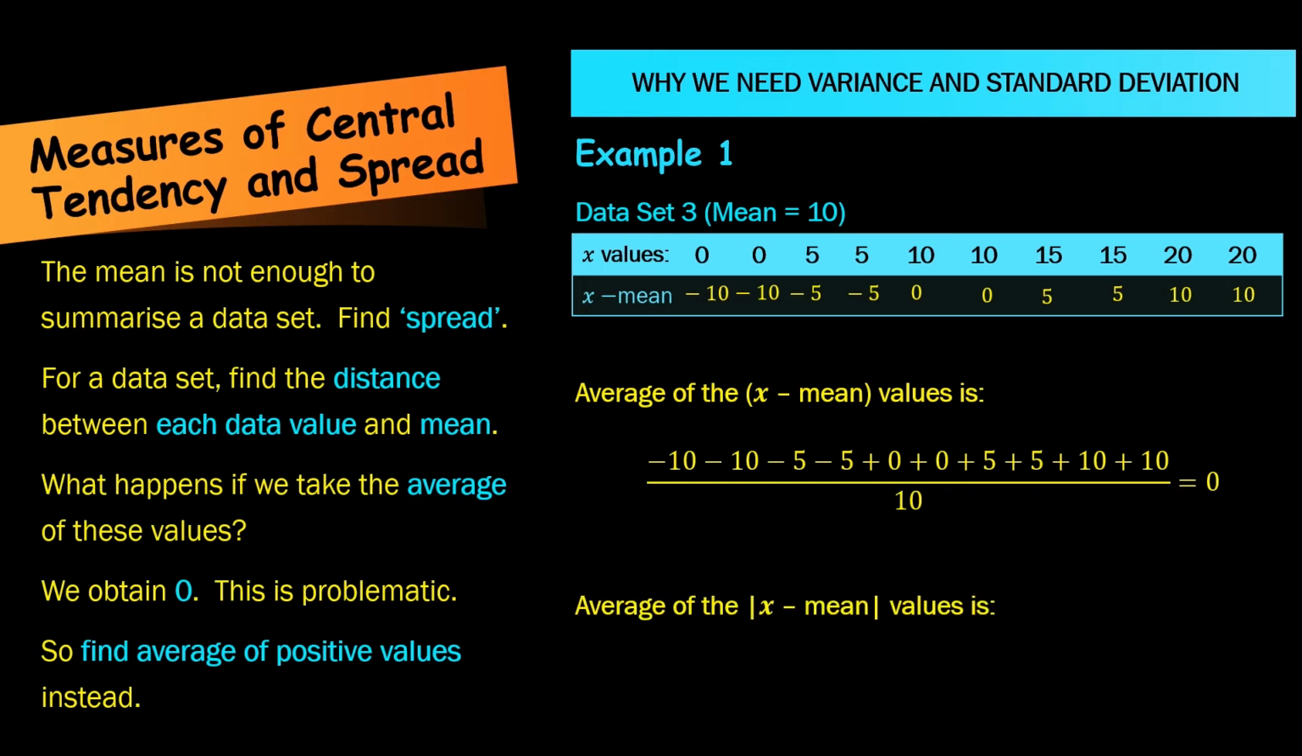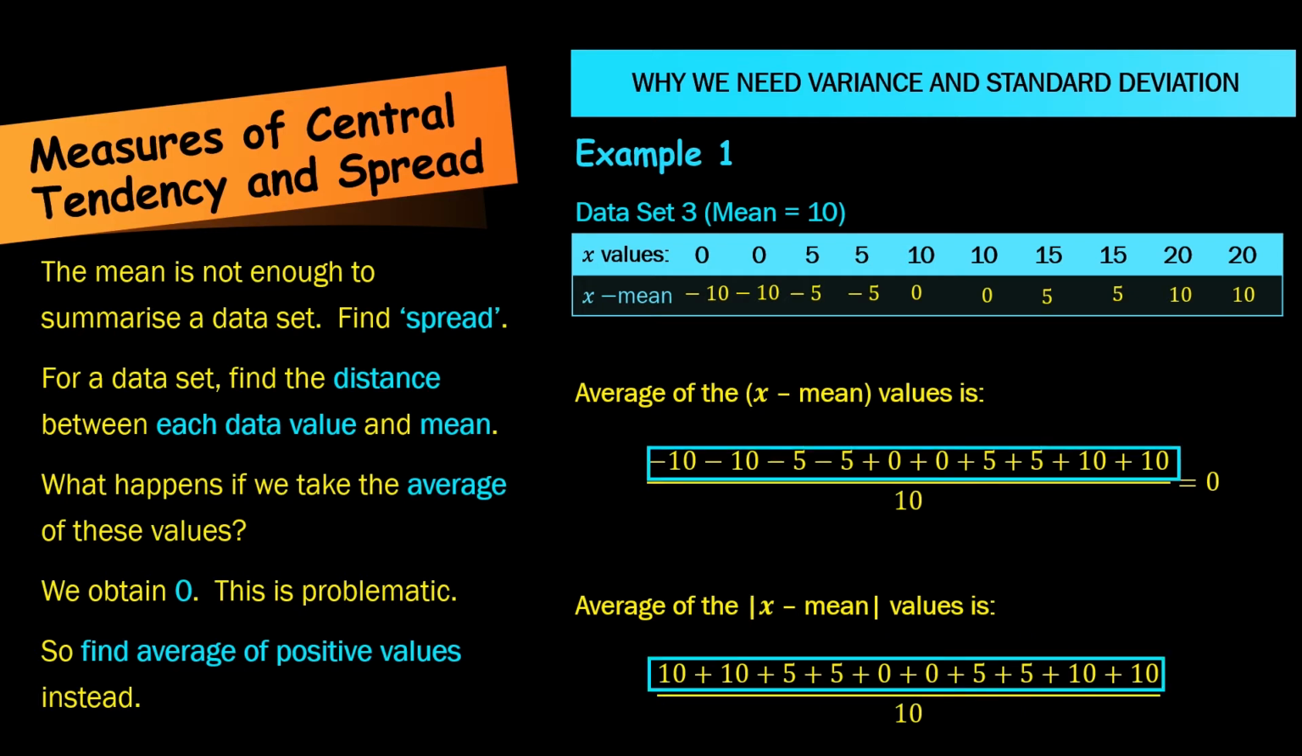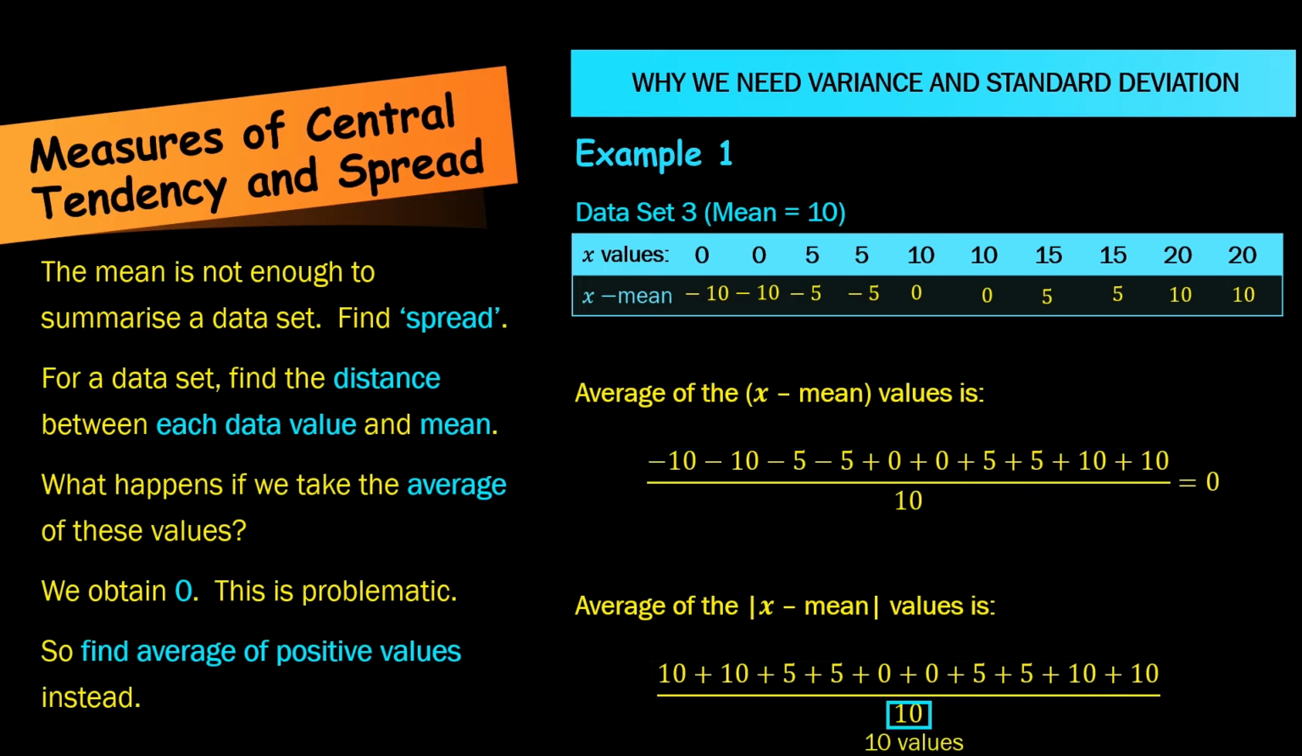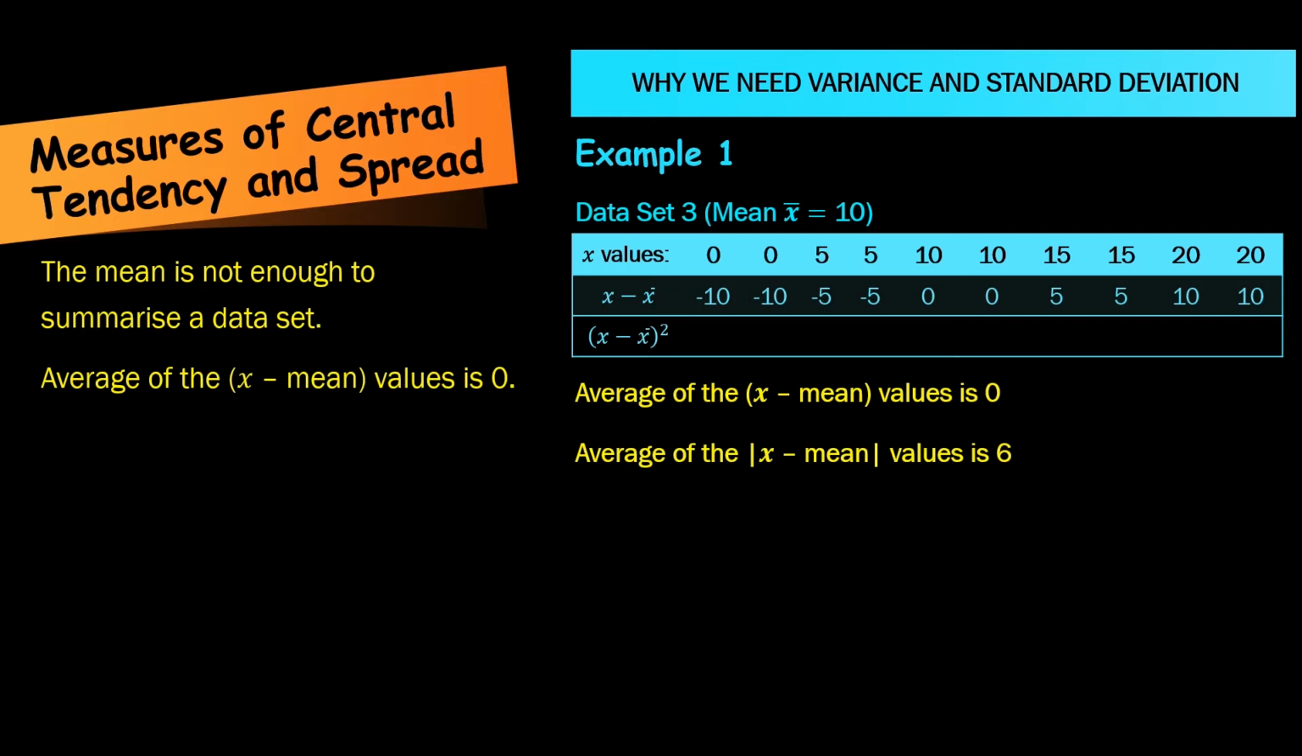So let's do that. What are the average of the mod x minus mean values? So now we've made all the negatives positive, left the zeros as they are, and the positive values have been also left as they are. Add them all up and divide by the number 10, because we have 10 values, which gives us 6. So here's a summary of our results.